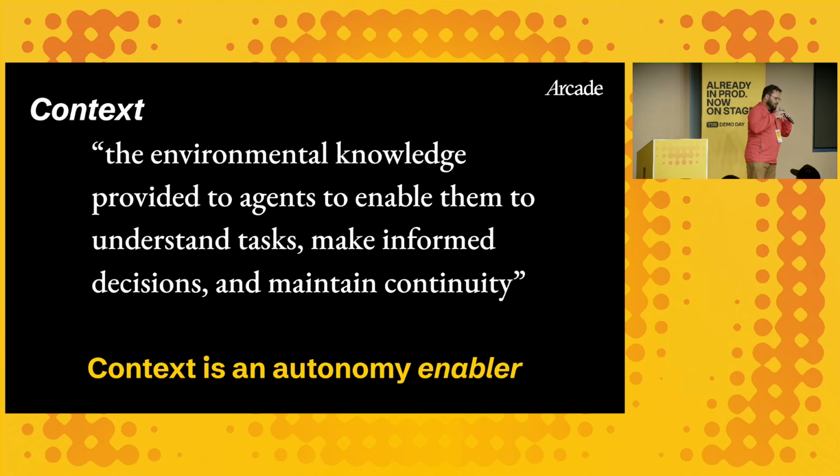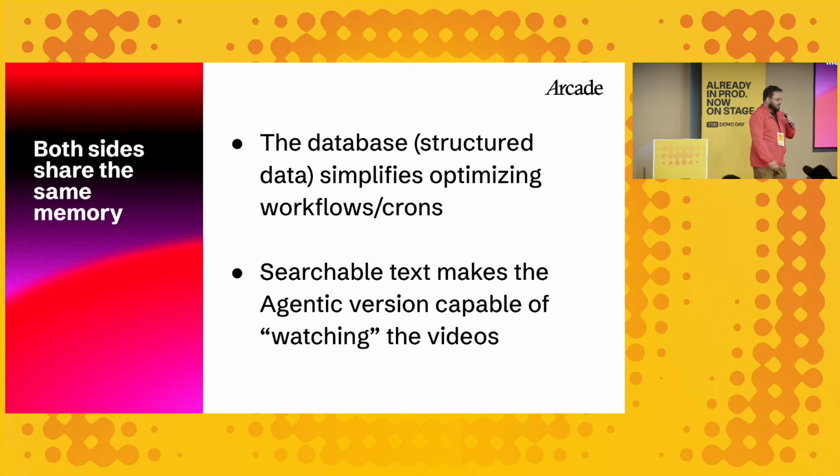For me, the way I think about context within agents is that a context is the environmental knowledge provided to agents to enable them to understand tasks, make informed decisions, and maintain continuity. So the context is the thing that enables the agent to be autonomous. It enables the agents to have the information to make the right decision at the right time. But that context can come from workflows. And in many cases, it should. So both sides share the same memory.